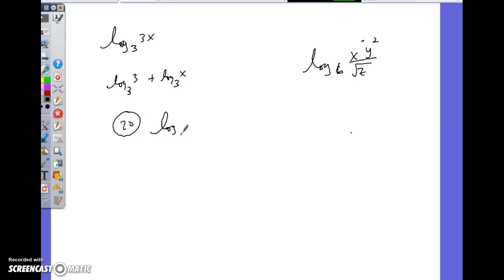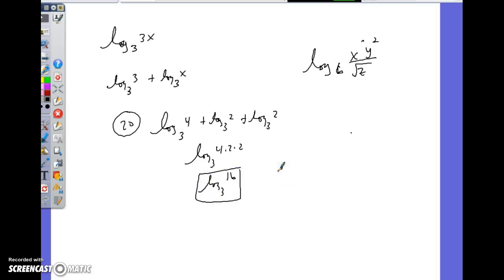Log base 3 of 4 plus log base 3 of 2 plus log base 3 of 2. So, since we just said expanding means write it as ugly as you can, condensing means to collapse it down to where I can do the problem in one step. Addition outside is multiplication inside. This is log base 3 of 4 times 2 times 2, which is log base 3 of 16, and I've already done. That's condensing. Got it? All right, have fun.